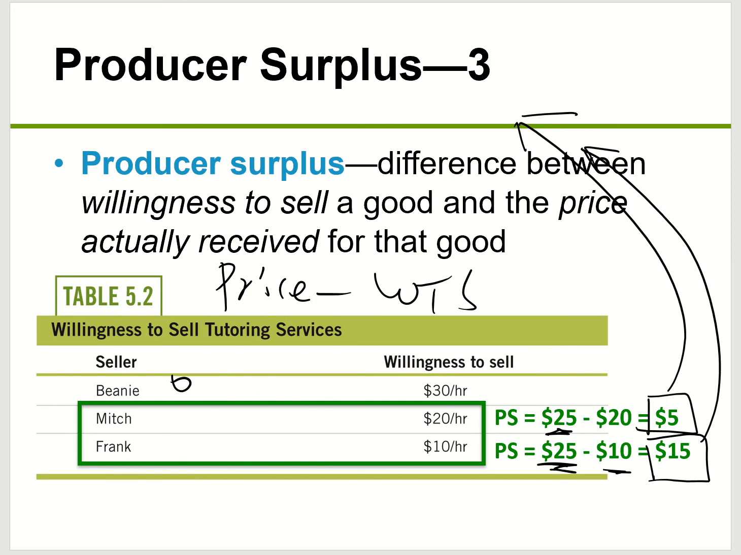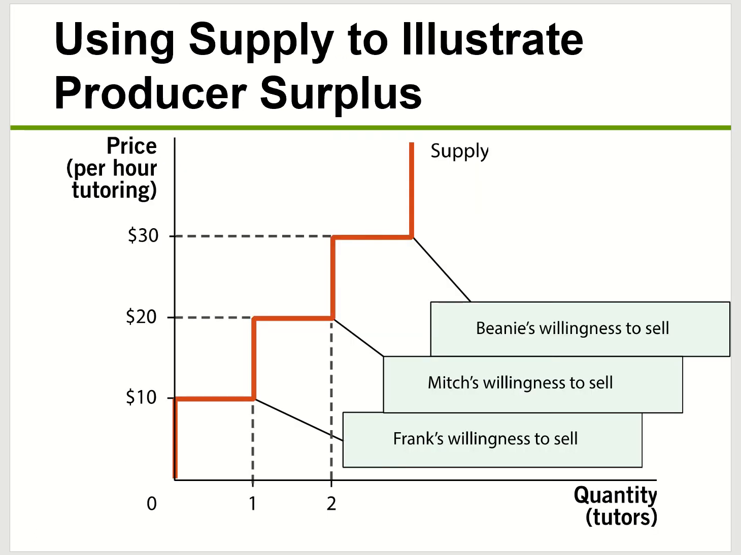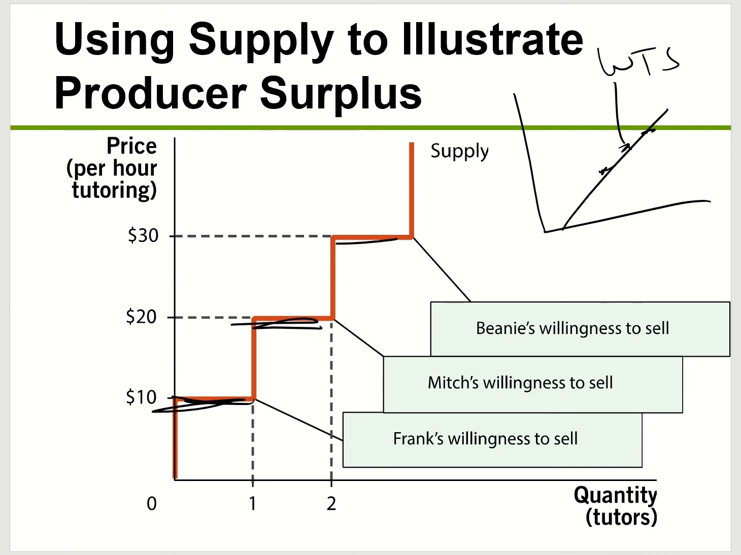Now you can also draw this on the supply curve. So on the regular supply curve, every point on the supply curve is a producer's WTS, willingness to sell. But if you only have 3 producers, then I'm going to have a little staircase again. And then each step will be a producer's willingness to sell. Okay, so for Beanie, his willingness to sell will be 30. For Mitch, his willingness to sell will be 20. And then for Frank, his willingness to sell will be 10.